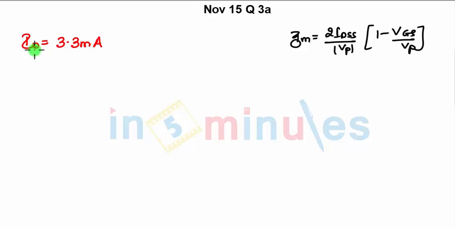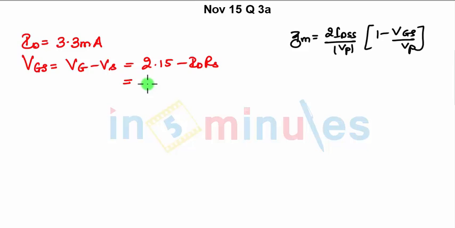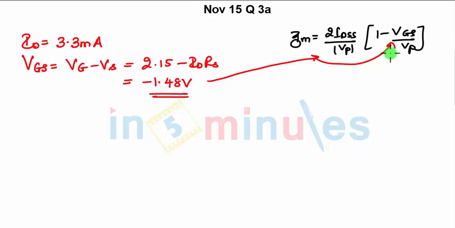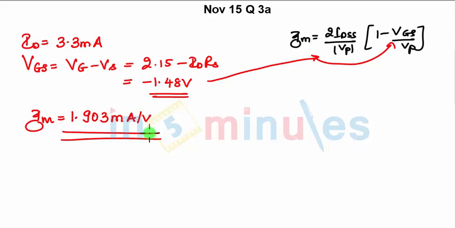Once you have got the value of ID, you can find VGS, which is VG minus VS, which is 2.15 minus ID into RS. So this will give you VGS as minus 1.48 volts. Once you know VGS, you can find gm. When you substitute the value of VGS over here, you can find gm as 1.903 milliampere per volt. Now this we require for the AC equivalent circuit.